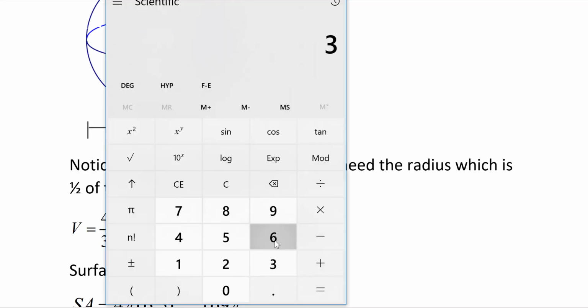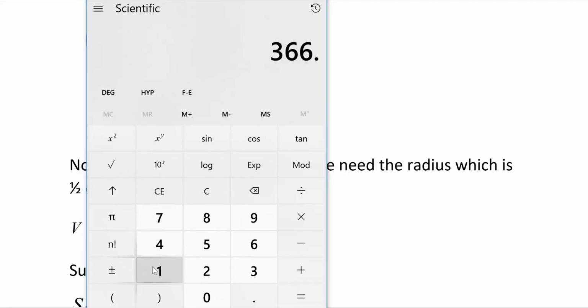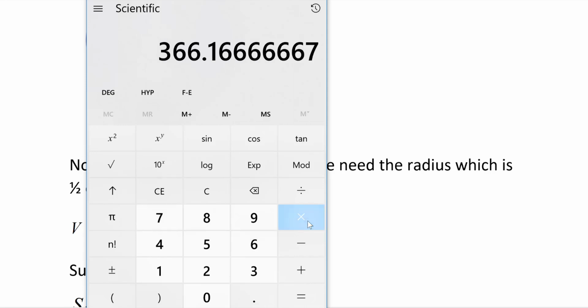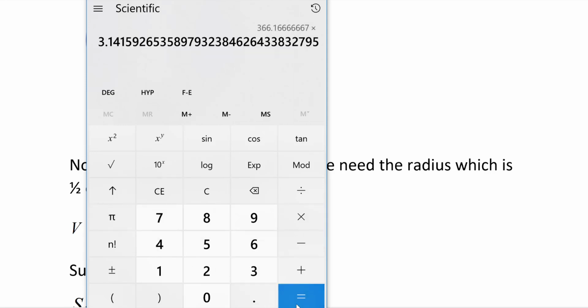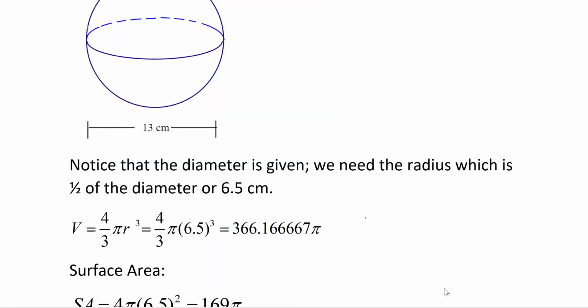So I've got 366.166667 times pi, and I get 1150.35. And this is centimeters cubed because it's volume.